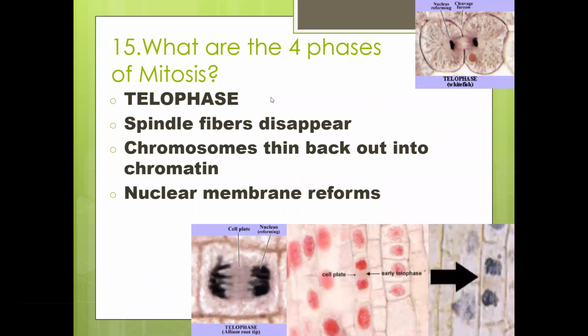And then during telophase, the spindle fibers are going to start to disappear. So during telophase, your chromosomes are on opposite ends of the cell. They're going to thin back out into chromatin, into regular globby DNA, and that nuclear membrane is going to reform around that glob of DNA. So now you have a nucleus again.